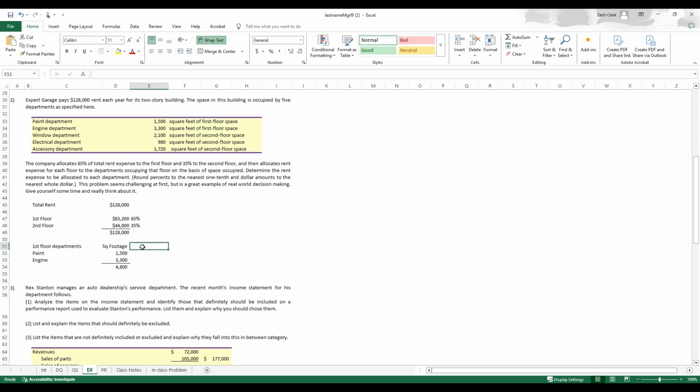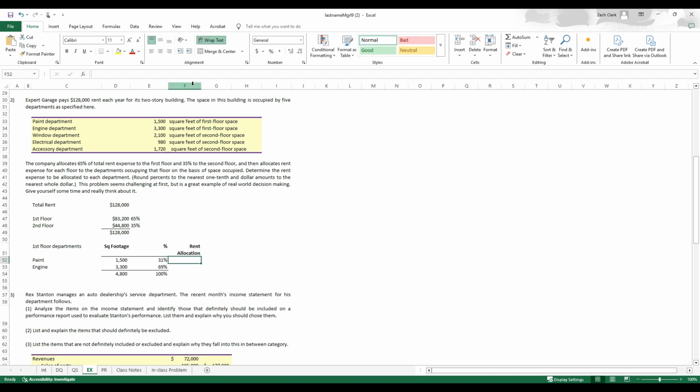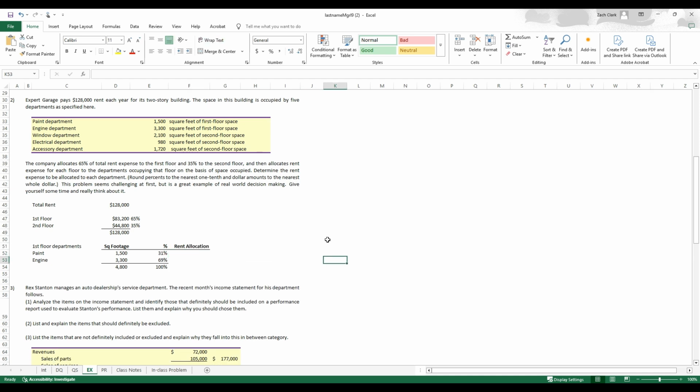Okay, so here's our totals. And let's say percent. So 31% to paint. Again, I'm going to do my little $ signs so it stays with the denominator. Let's make these percentages. So 31% goes to paint and 69% goes to engine. Let's make it a header here. And then we'll say rent allocation, maybe a little more space there. Let's just do it like that.